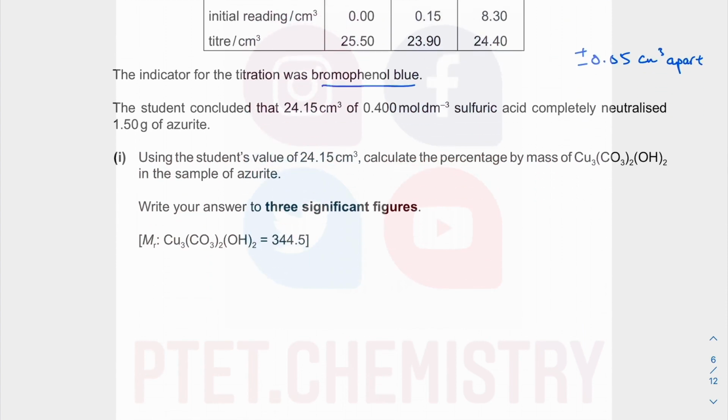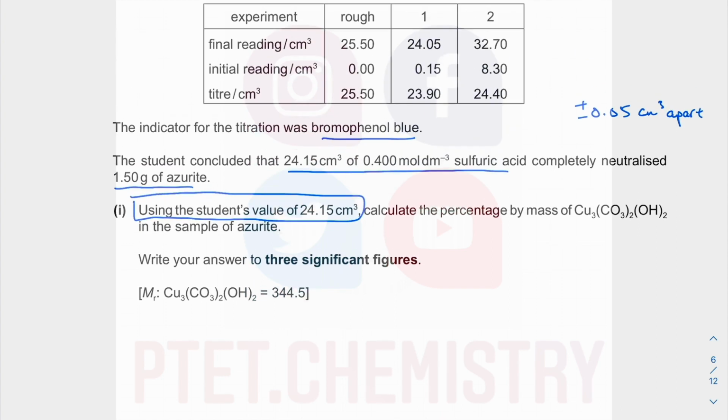You have used it in your experiment before. The student concluded 24.15 cm cube of that sulfuric acid completely neutralized 1.50 gram of azurite. So we don't care whether the student is very good at titration or not, because frankly speaking, these 2 titers are so far apart. But the student has taken the average, and the student has gotten this average value. So you've got to use this student value of this titer. We've got to work out the percentage by mass of that copper compound in the sample of azurite. We've got to write our answers to 3 significant figures. They give us the MR.